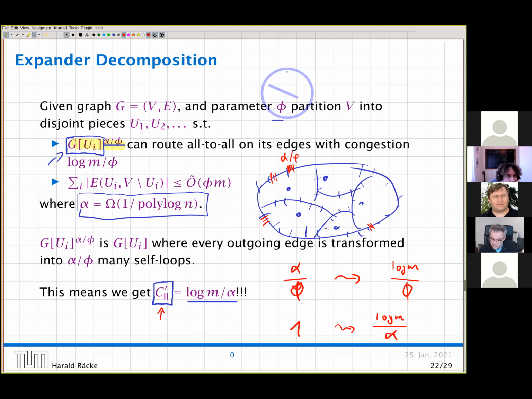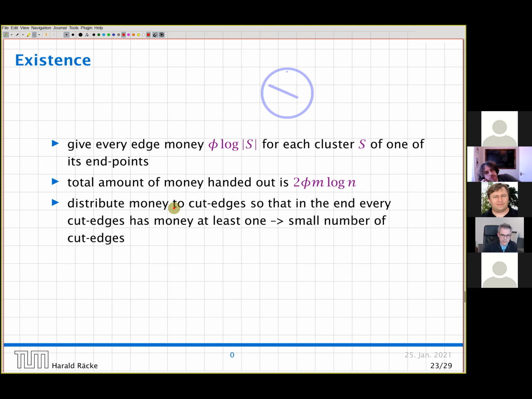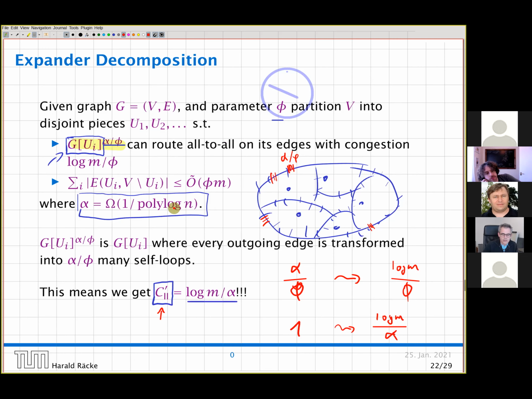So this is useful. And actually we can construct this. We adapt the result, this expander decomposition, and we can construct this fairly quickly. Okay, so here I have a short argument that proves that something like this should exist, but I will skip this, I think.